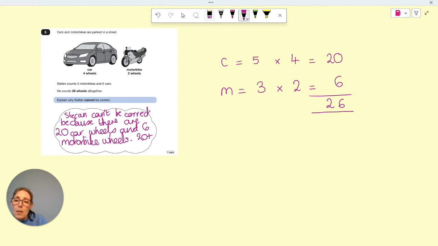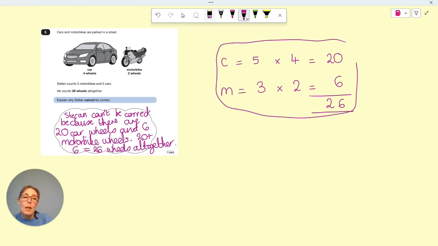20 plus 6 is equal to 26 wheels altogether. You could put this sort of thing with it if you had the space. This is reduced. This is small. This is a smaller version of the question, and your handwriting won't be as big as mine, so you will have more space.